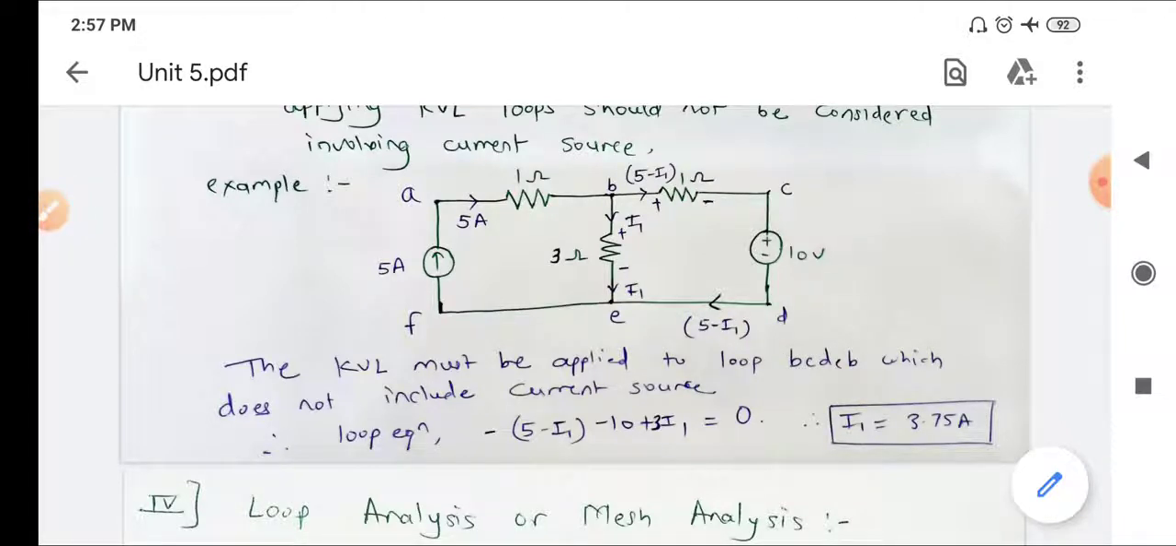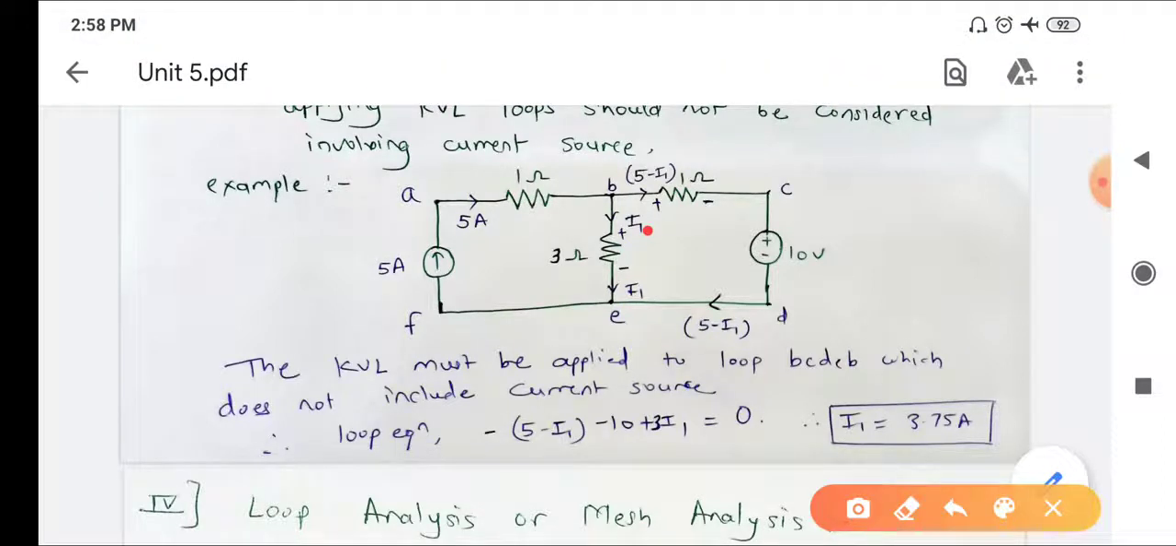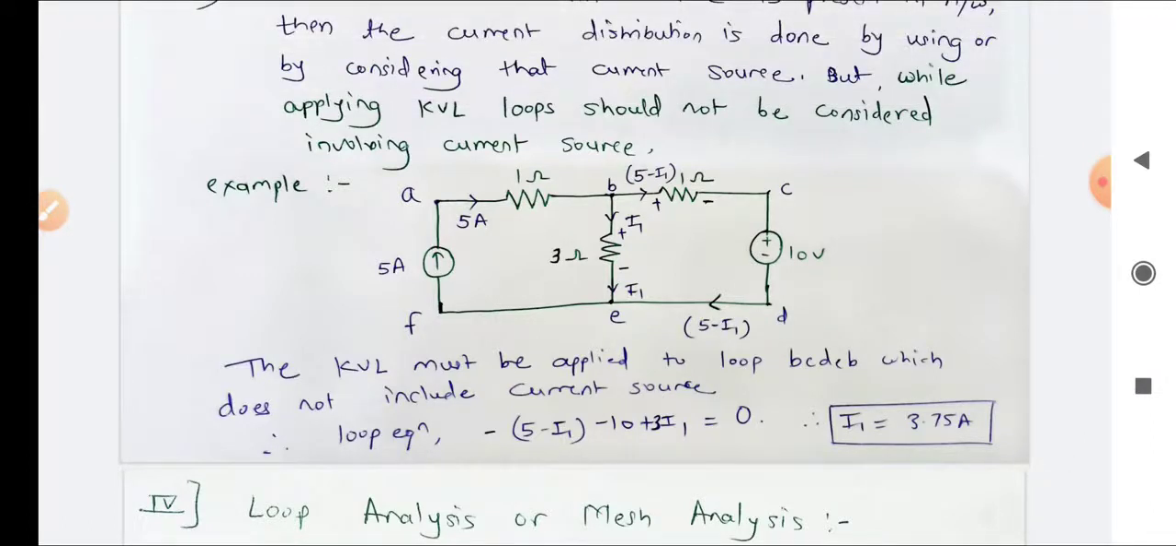So the loop equation will be minus in bracket 5 minus I1. See, this is a potential drop. We have given all the sign conventions, and by using them we are writing the KVL equation. So it is minus in bracket 5 minus I1 minus 10 plus I1 into 3 is equal to 0. As there is one equation and one unknown, you can easily find out the current I1 is equal to 3.75 ampere.